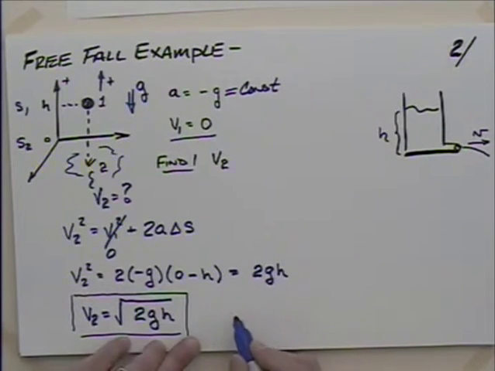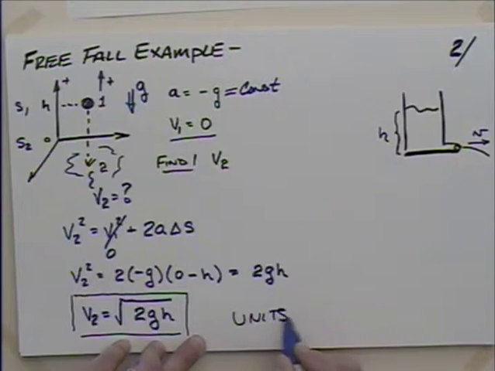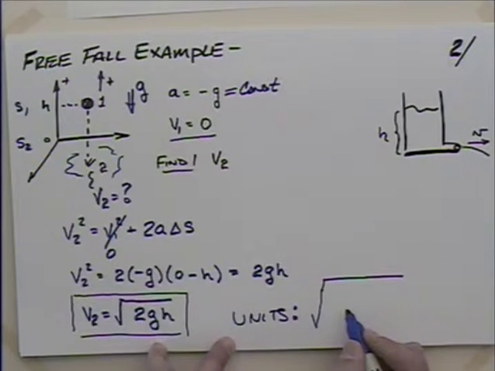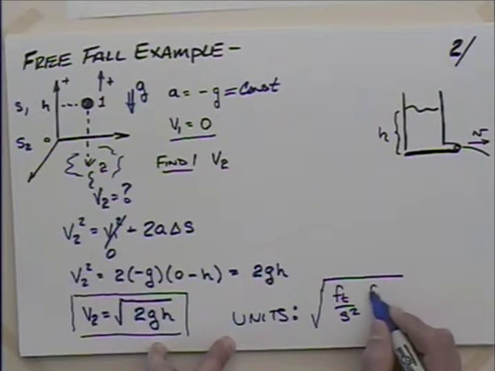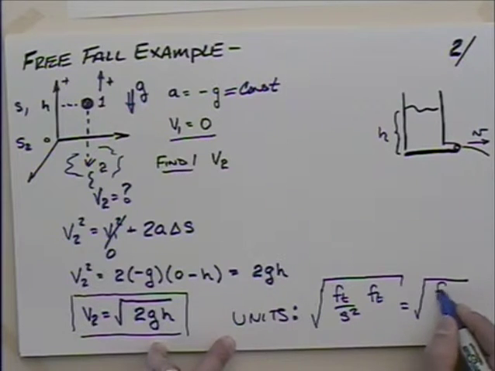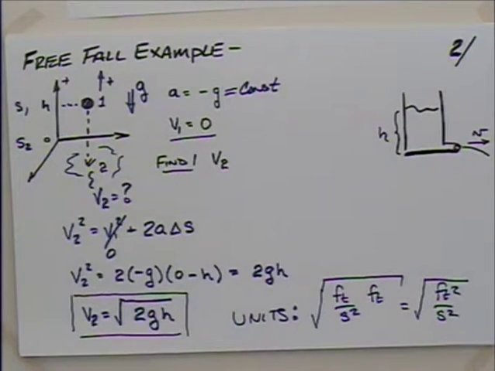Let's look at the units on this. I would have the square root of, in English units, 2 of course doesn't have any units, but g would be feet per second squared, and h would be feet. So I end up with the square root of feet squared over second squared, which gives me feet per second, a reasonable velocity in the English system. You could make the same analysis in the metric system.